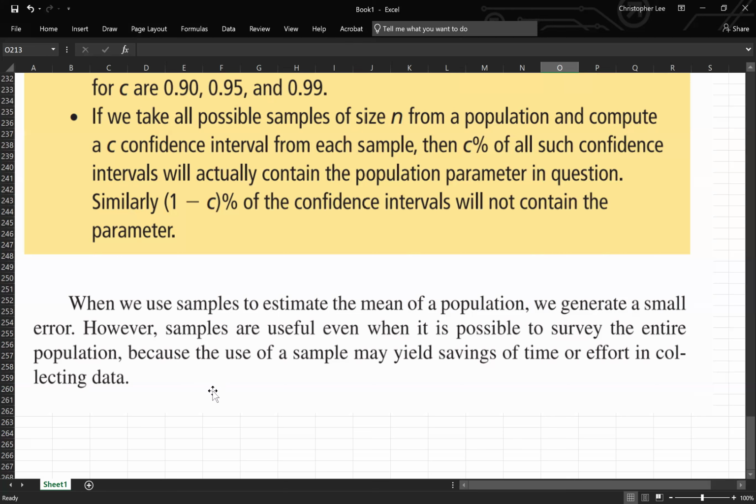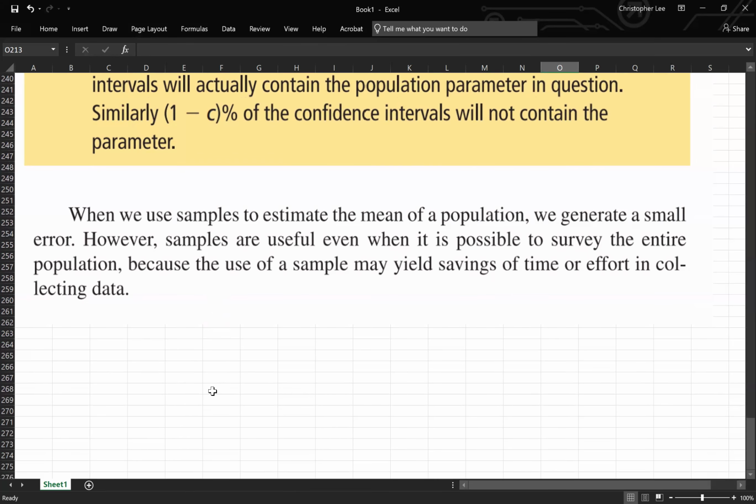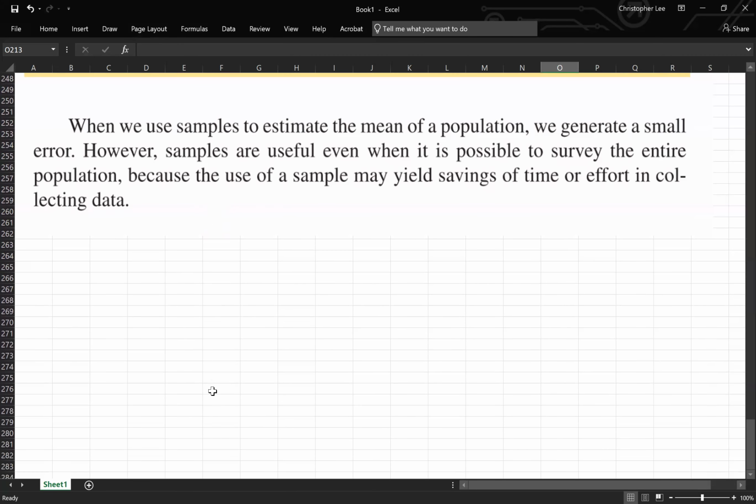0.58. So then we will. But that's not the sample size. No, that's not the sample size. That's just the Z critical value.